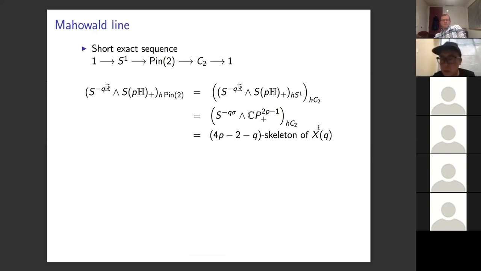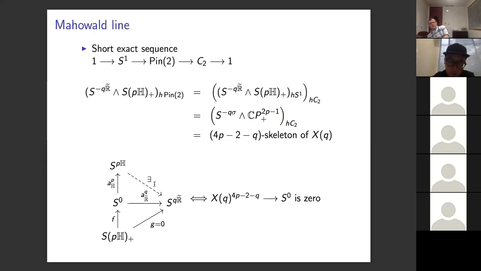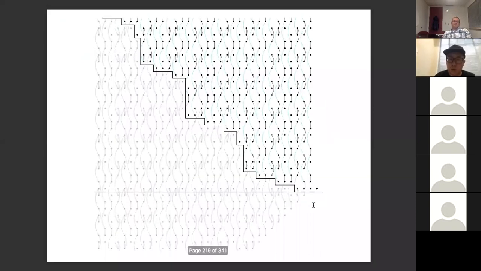the skeleton of the Thom spectrum over, between two copies of the virtual bundle we defined earlier. So in summary, this diagram exists if and only if this map is 0, if and only if some skeleton of the Q's column mapped to the sphere is 0. And that corresponds to this picture.